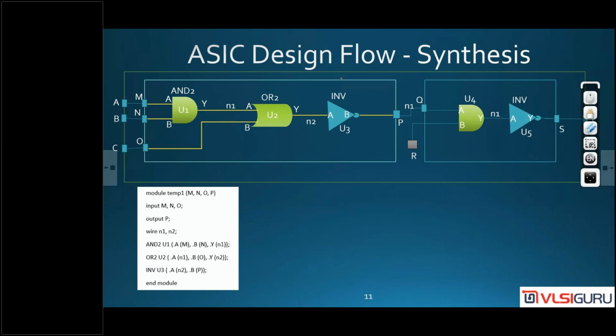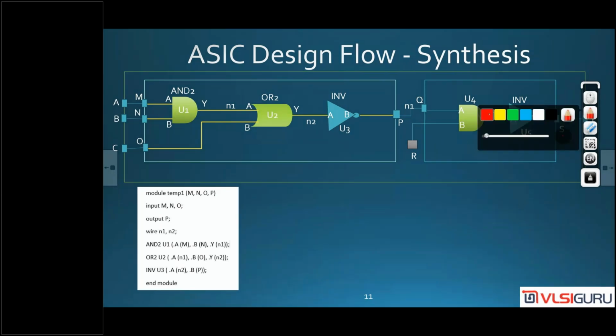So these are called ports. Input and output of a block are called what? Ports. Here M, N and O are ports and P is a port. Input and output of a cell are called what? Pins. Cell is another name for gates. So A, B, Y are called what? Pins.